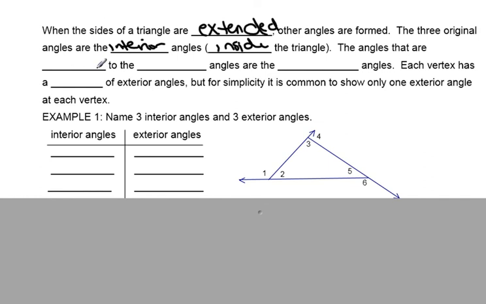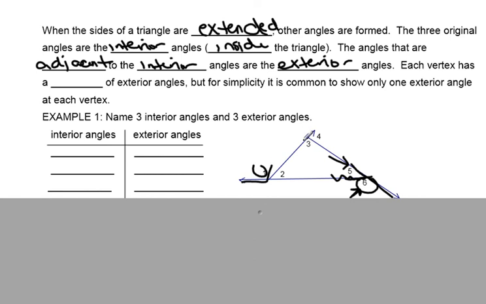The angles that are adjacent to the interior angles are called the exterior angles. So angle 6 is adjacent to angle 5, and angle 6 is the exterior angle. Angle 1 is also an exterior angle, and angle 4 is also an exterior angle. Each vertex is going to have a pair of exterior angles, but we only draw one. I could also draw it this way, and this way, but you're only going to see one in a picture because this gets too overwhelming.